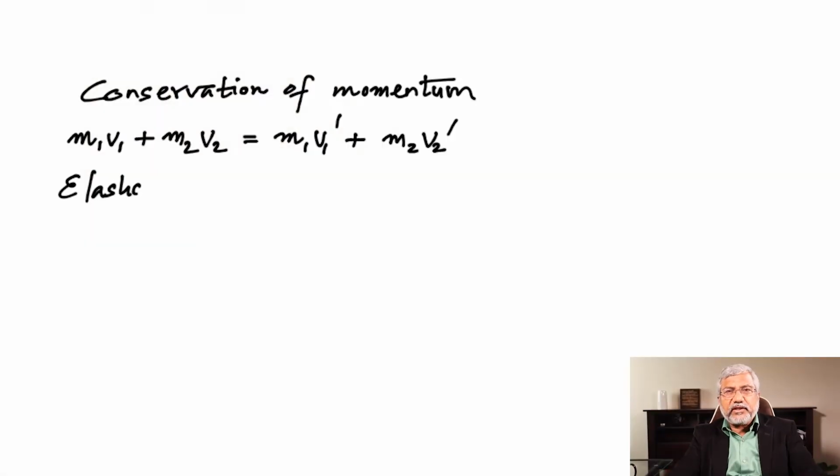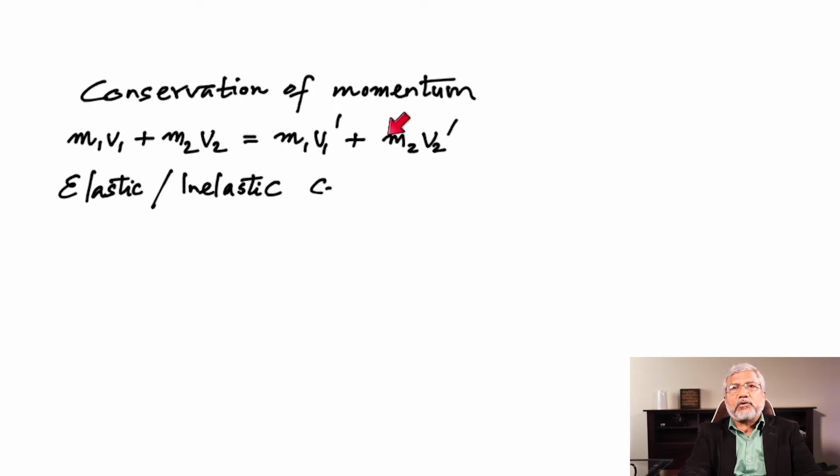So here you have the mathematical representation of conservation of momentum. Total momentum before collision is equal to the total momentum after collision. And then you have to know the difference between elastic and inelastic collision.